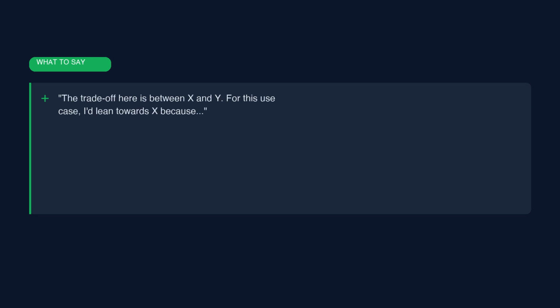And perhaps the most powerful phrase, the trade-off here is between X and Y. For this use case, I'd lean towards X because... This single sentence demonstrates trade-off analysis, which is one of the top signals interviewers are looking for.